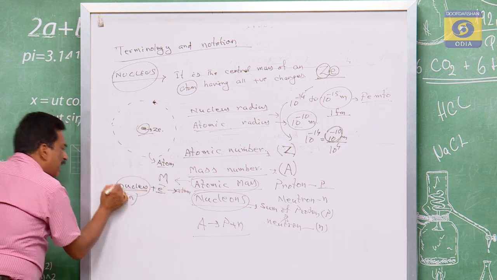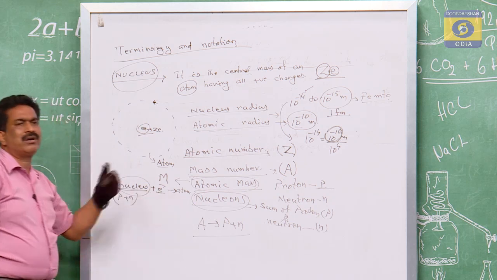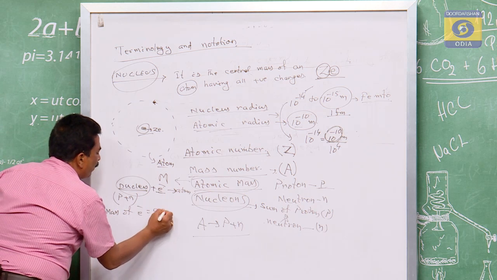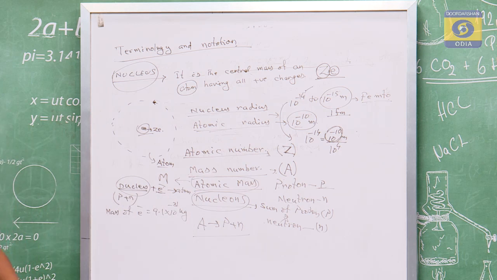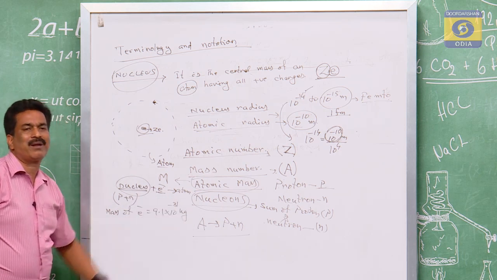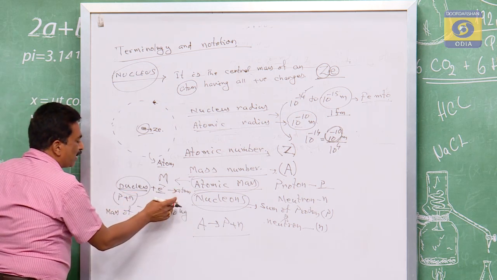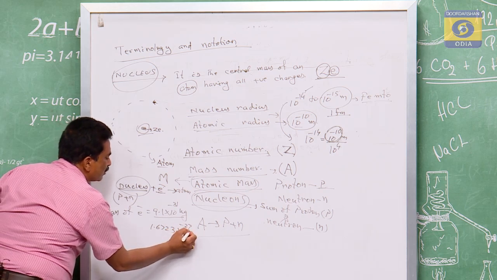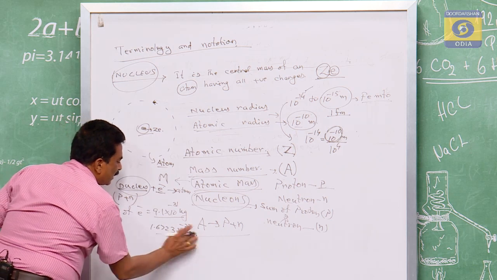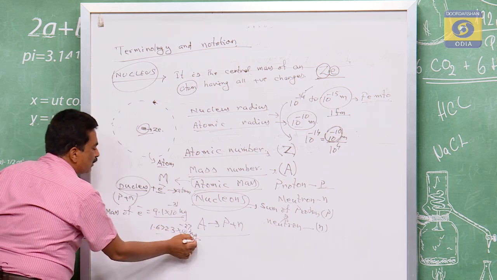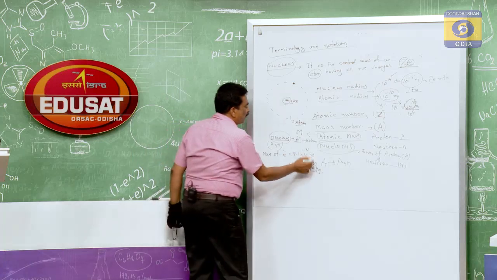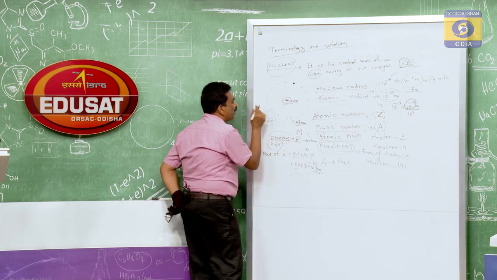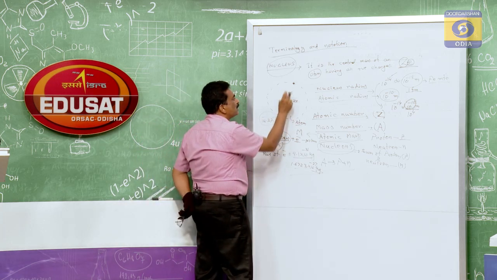And why are we taking only the mass of the nucleus as the mass of the atom, and not the electron's mass? You know very well that the mass of an electron is 9.1 into 10 to the power of minus 31 kg. But the mass of the proton, if you consider it, is 1.6723 into 10 to the power of minus 27 kg. This is 10 to the power of minus 27 compared to 10 to the power of minus 31. Therefore, the electron's mass is about 1 by 1837 times that of the nucleus, which is very much less.